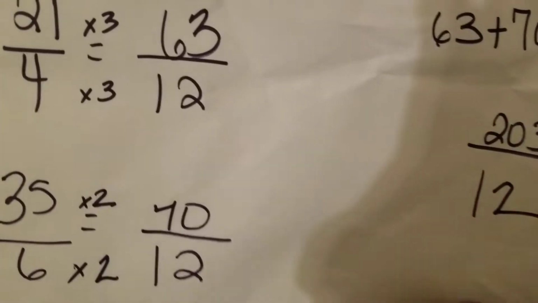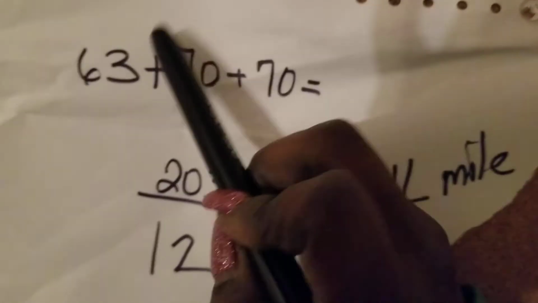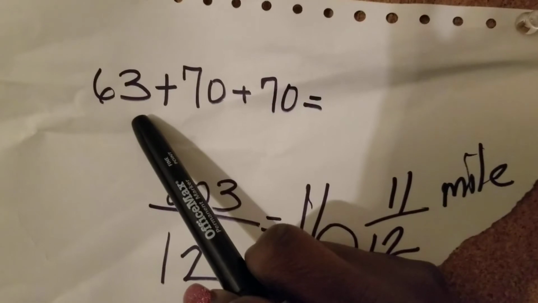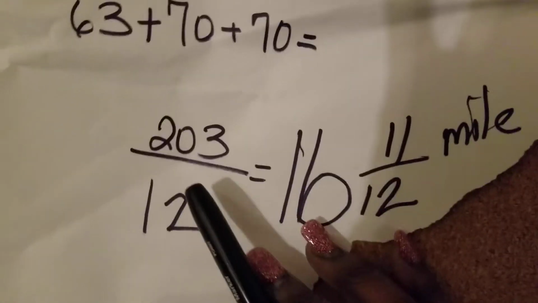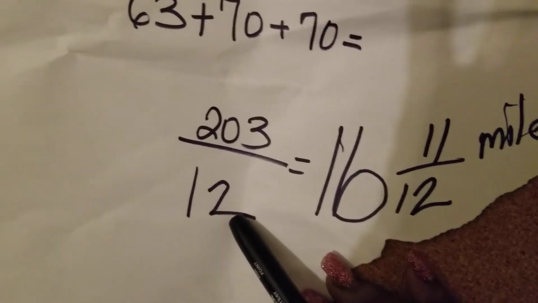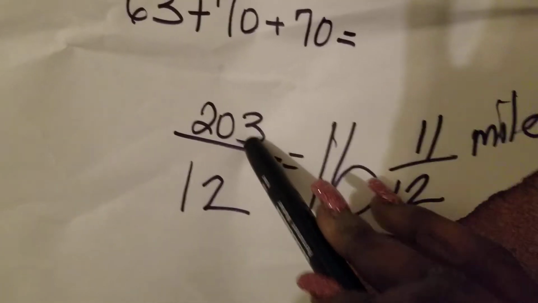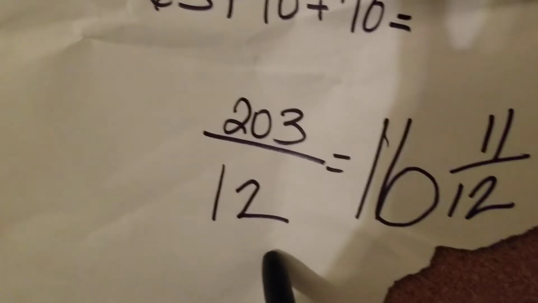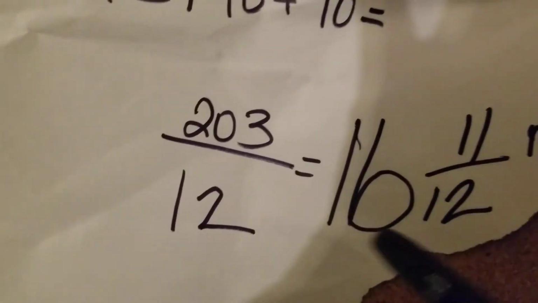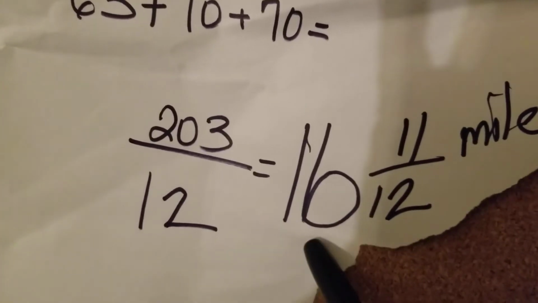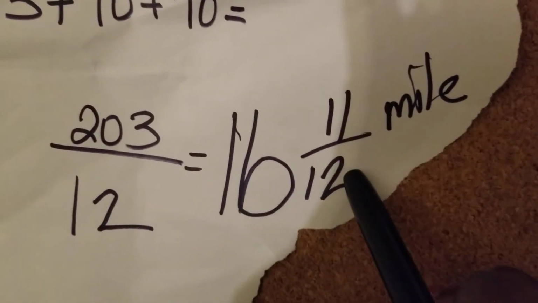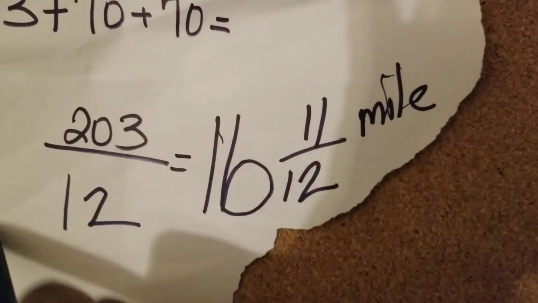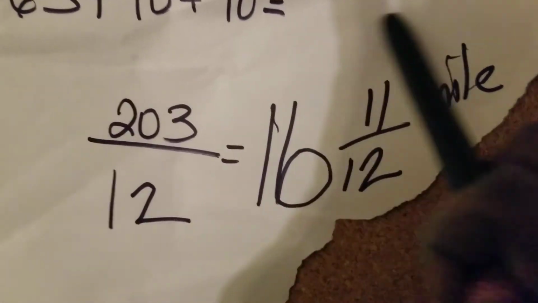Now I just add these three together. You see I just took the numerator of each because the denominator is going to be the same. So I put 63 plus 70 plus 70 equals 203 over 12. You can leave it as 203 over 12, or you can change it into a mixed number by doing division, 203 divided by 12. I did the math. It came up to 16 and 11/12 miles. So either of these numbers would work for the answer.